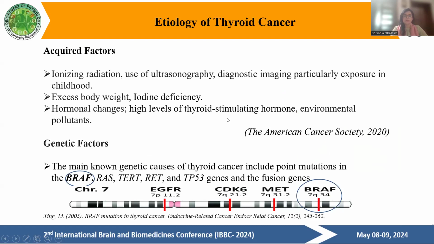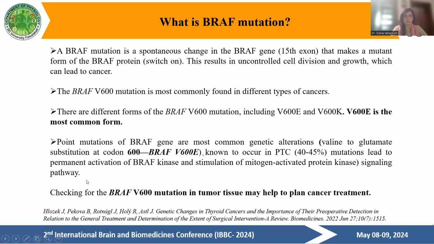in men. There are certain acquired factors that have been well established and linked with the etiology of thyroid cancer, and genetic factors are also known, but research needs to be done on most of these genetic factors that have been ignored, particularly in the Asian countries. The known genetic causes of thyroid cancer include point mutations in some genes like BRAF, RAS, TERT, RET, and TP53, and some other fusion genes. We have selected the BRAF gene to carry out the analysis.